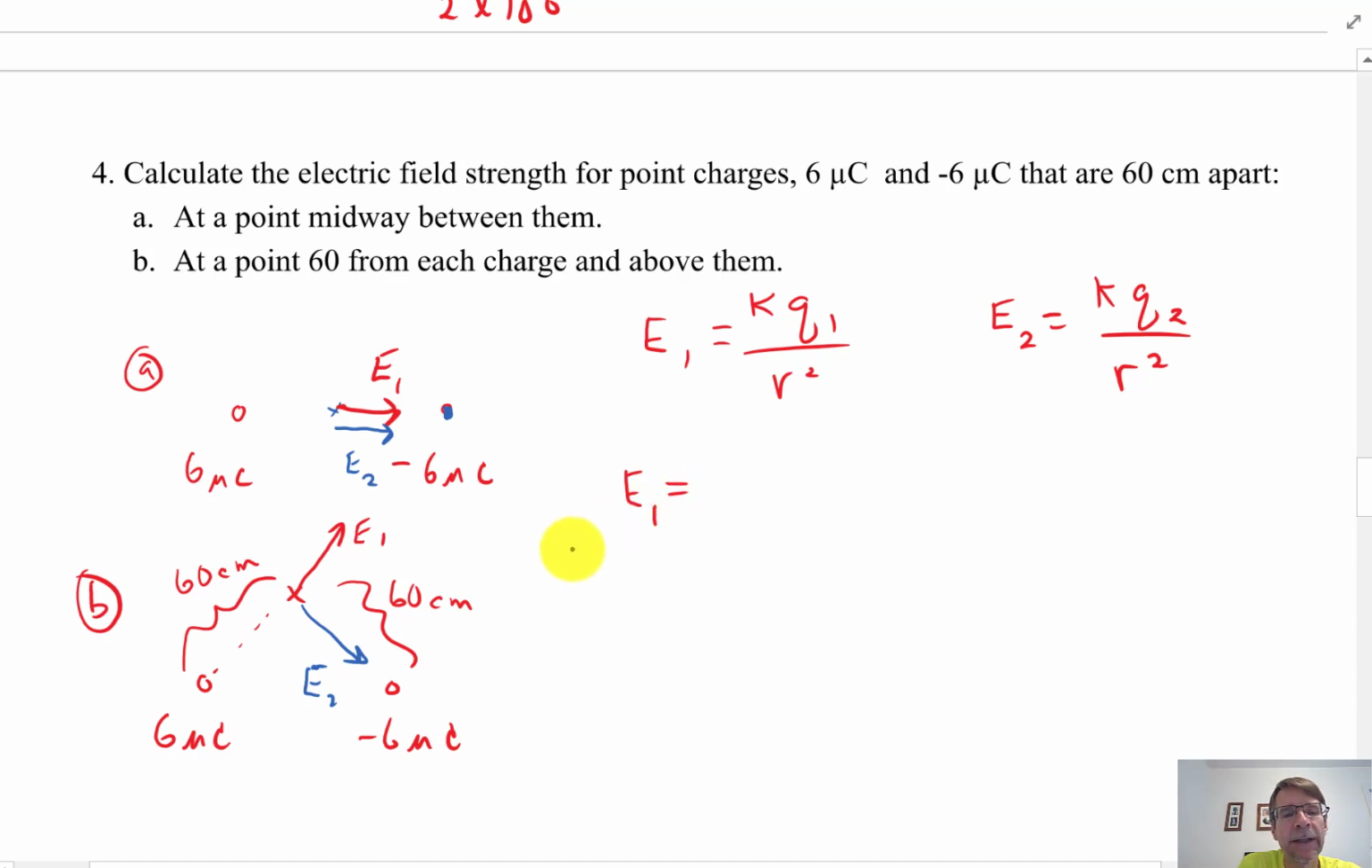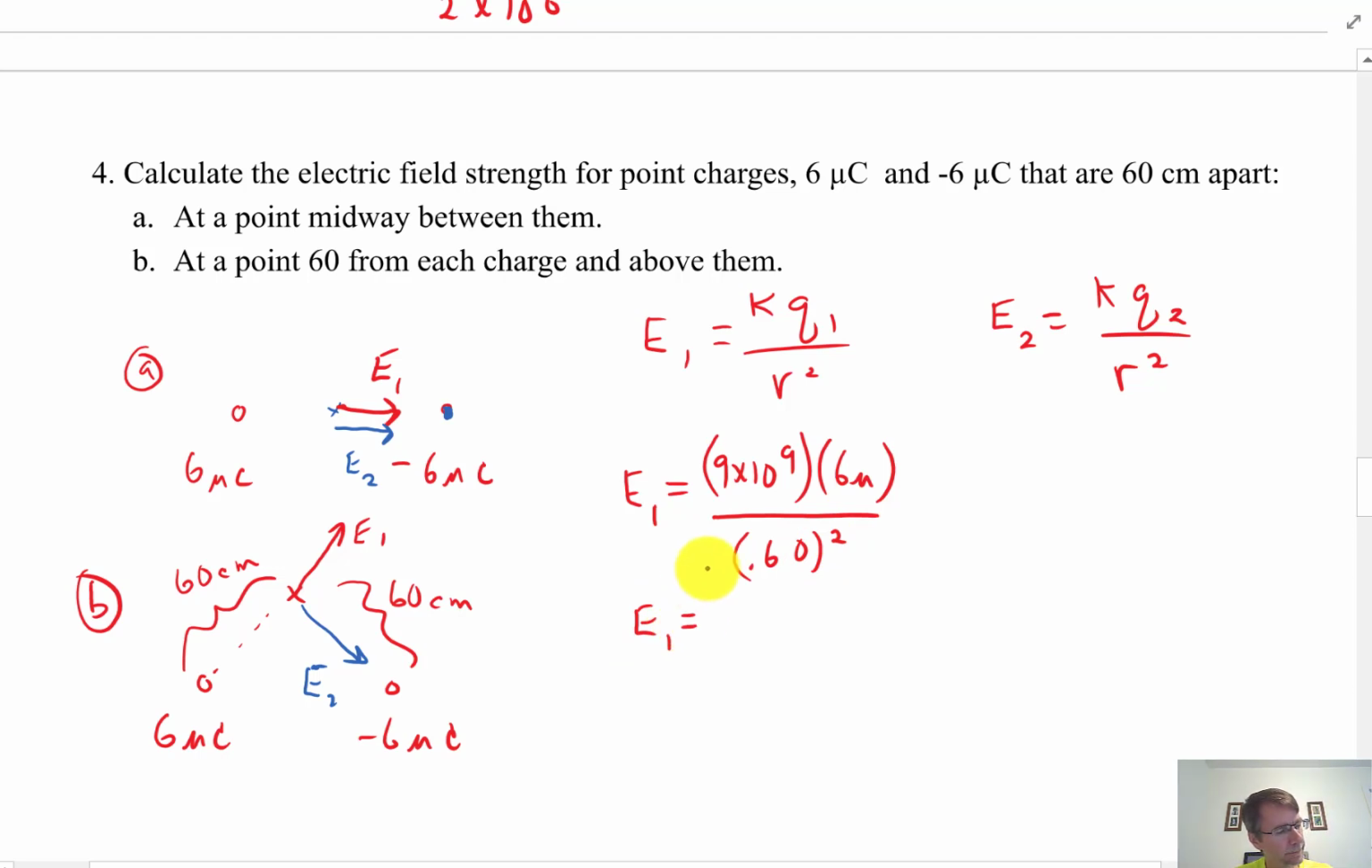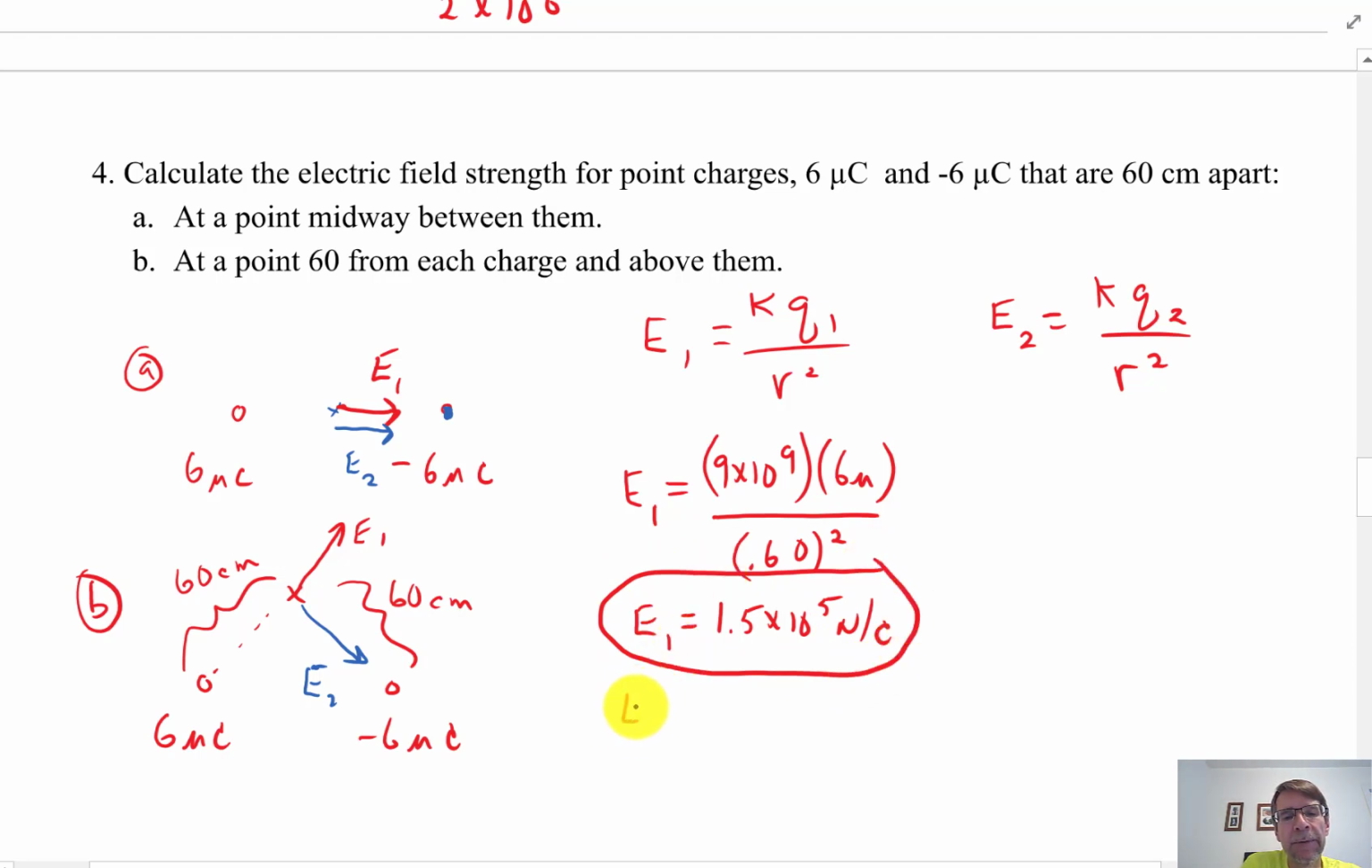But to recalculate the new E1 for this diagram, it's 9 times 10 to the 9th times 6 micro, same as before, but now it's a bigger distance. It's 0.60. It was 0.30 on the first problem, squared. So E1 equals 1.5 times 10 to the 5th newtons per coulomb. I'm going to circle that. It's not the final answer. But E2 is that same number. E2 also is 1.5 times 10 to the 5th newtons per coulomb.